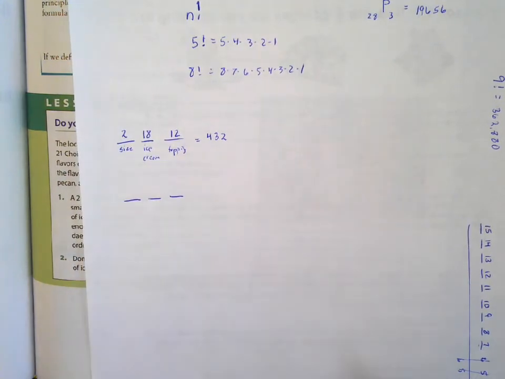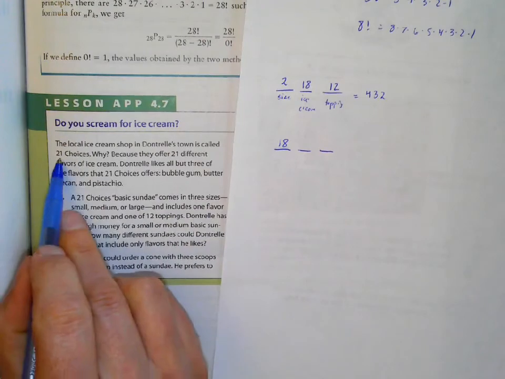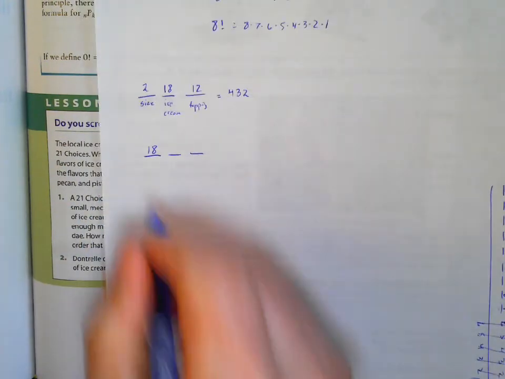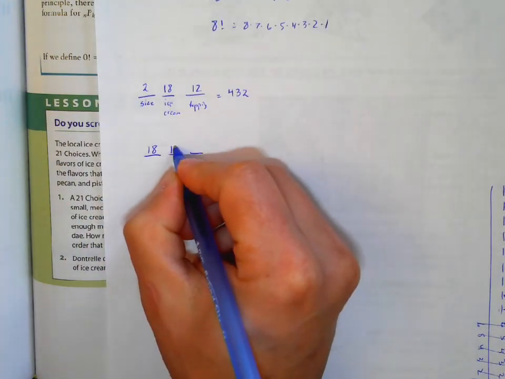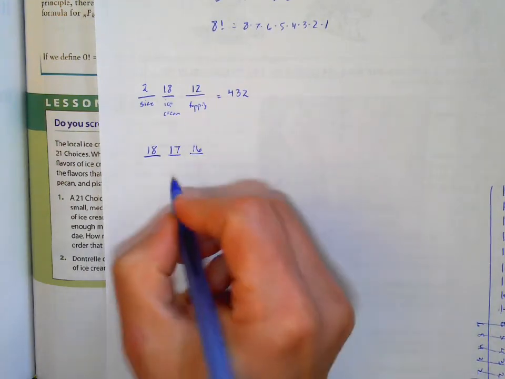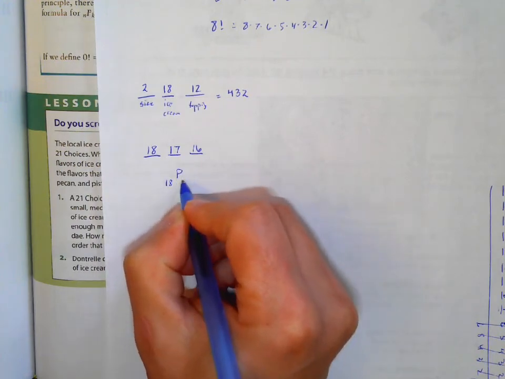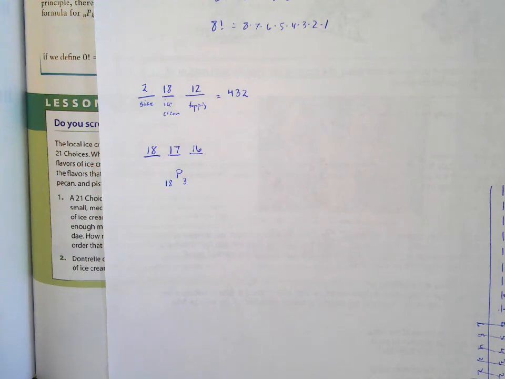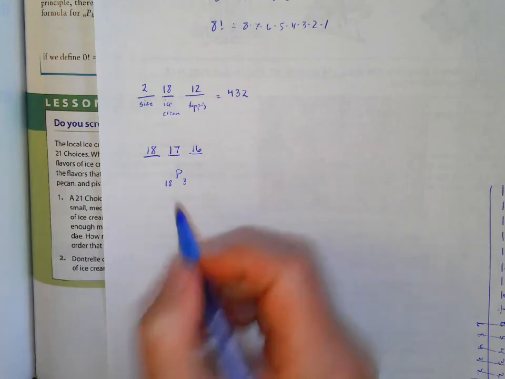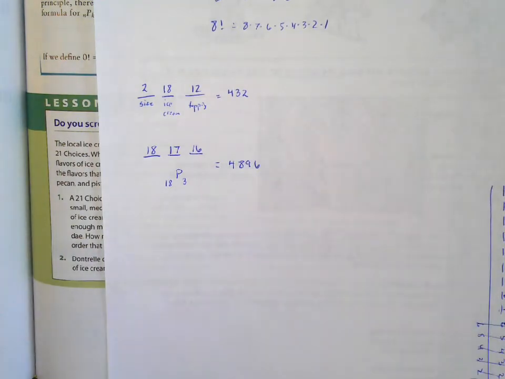There's 3 scoops. The first scoop could be 1 of 18, because there are 21 choices, but he doesn't like 3 of them. And then if he wants them all to be different, the next one would be 17. And there'd be 1 of 16 different choices. This would be the same thing as there are 18 choices, and he's choosing 3 of them. And then 18 times 17 times 16 comes out to be 4,896 different possible cones that he could buy.